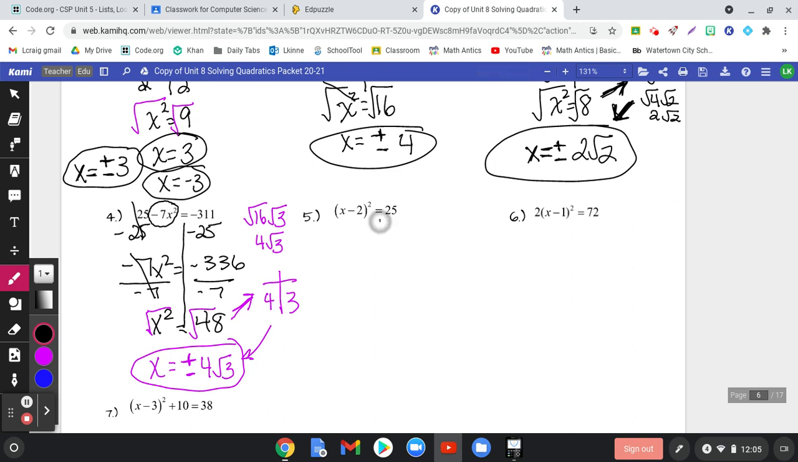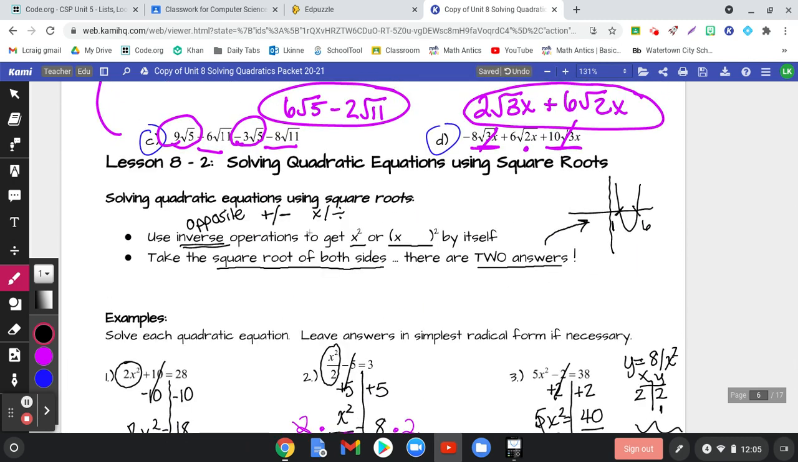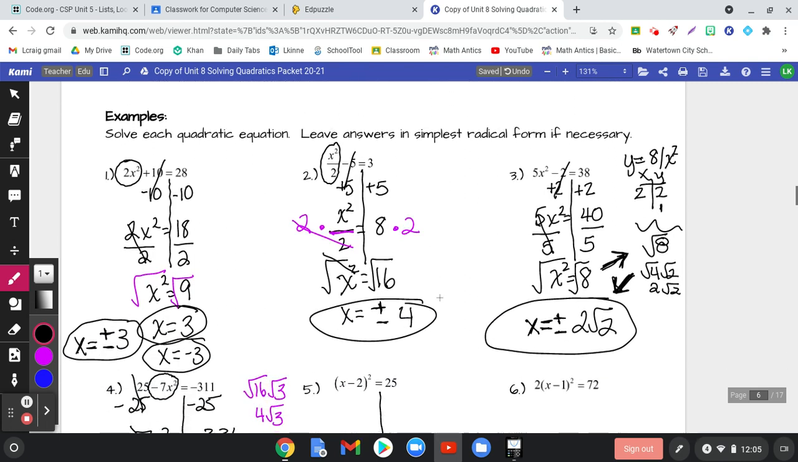Okay, with this one, if you look back up at the steps, it does say to get x squared or the parentheses with x squared by itself.